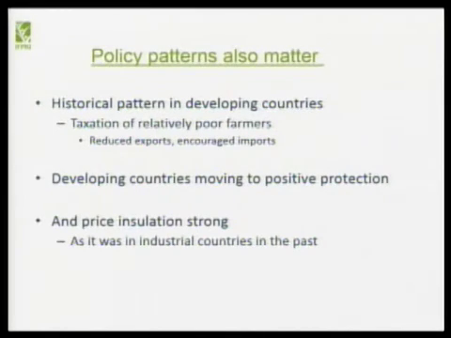The historical pattern of trade policy, agricultural trade policy in developing countries, was taxation of agriculture to help support low food prices for urban consumers. This was something very carefully documented by Anne Krueger and her colleagues in the 1980s that showed for the first time that massive pattern of agricultural policy. But that reduced exports, encouraged imports. It wasn't something that mercantilists in the WTO, the GATT system, worried about.